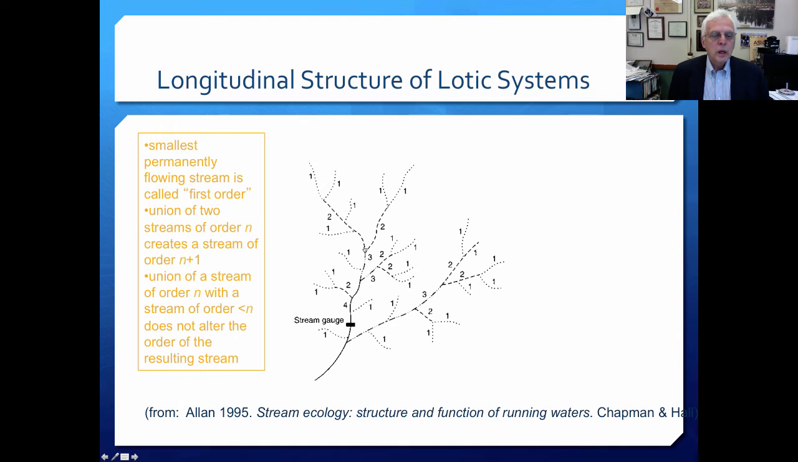stream order. So union of two streams of order n creates a stream of order n plus 1. Union of a stream of order n with a stream of order less than n does not alter the order of the resulting stream. So you can see this stays a third order stream here. It stays a third order stream until it's joined by another third order stream, and then the stream becomes a fourth order, and so on. The largest rivers in the world are 12th order streams.